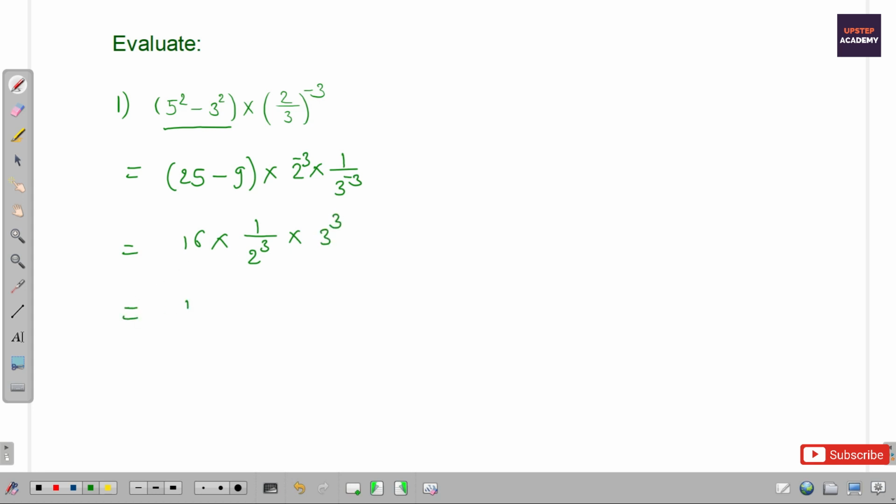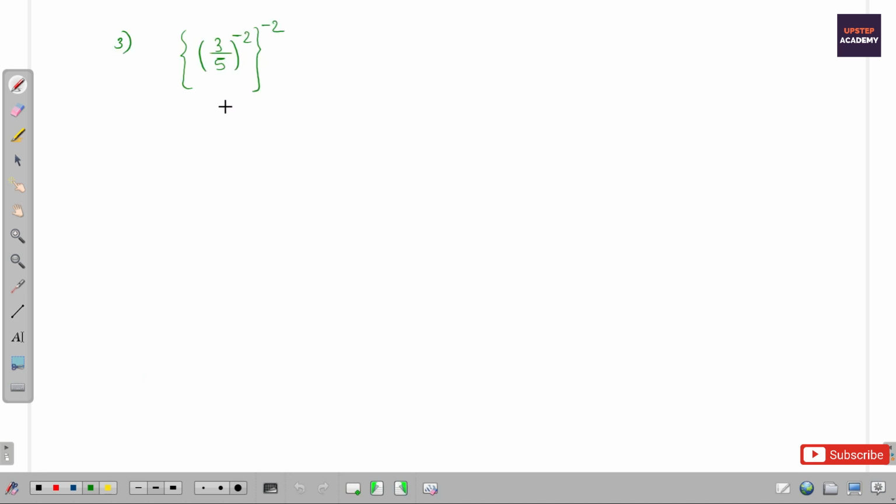So the number will be 16 into 1 upon 2 raised to 3, which is 8, and here 3 raised to 3 is 27. So the number that comes over here is 2 into 27. 2 into 27 is 54. So 54 is our final answer.